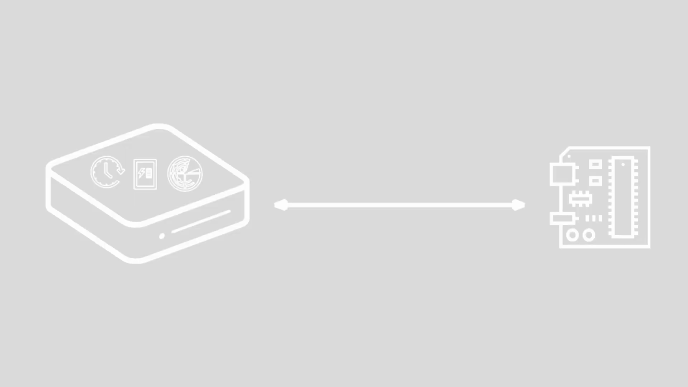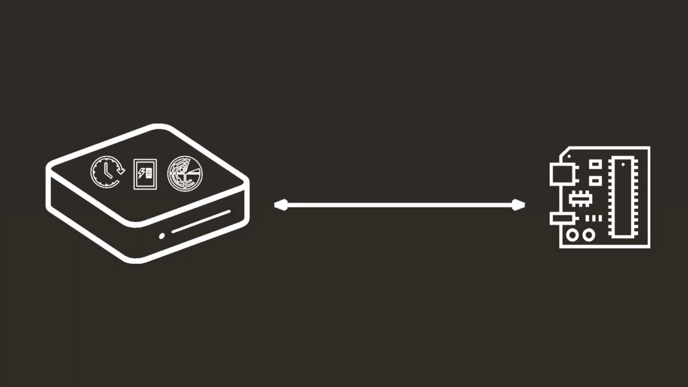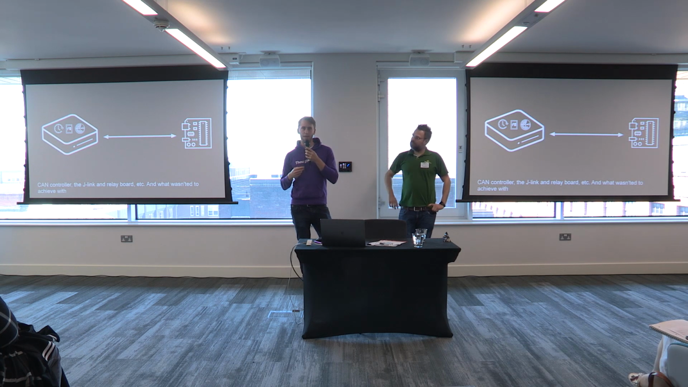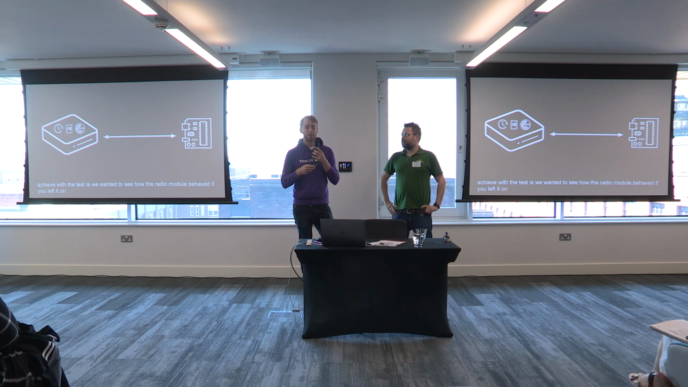Our long-running tests were essentially using the same simulated CAN scenario, and all of these, if I maybe haven't made this clear, use the setup that Volker introduced earlier. So all of these different connections, like the CAN controller, the J-Link, the relay board, etc. We wanted to see how the radio module behaves if you leave it on for an extended period of time and see if something happened. In this case, it was for 48 hours.